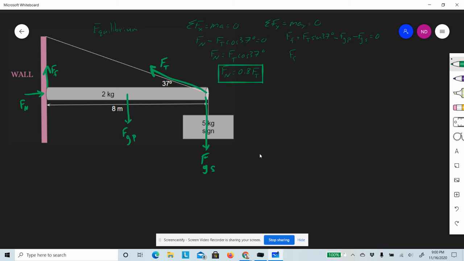You could say the force of friction equals, again, the sine of 37 is 0.6. Force of friction plus 0.6 times the force of tension, minus the weight of the pole, which is about 20 newtons, right? It's 2 kilograms. The sign there is 50 newtons, 5 kilograms. All that equals 0, so you end up with the force of friction plus 0.6 times the force of tension equals 70 newtons.